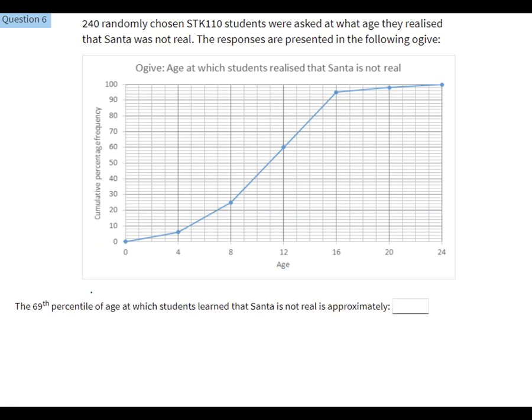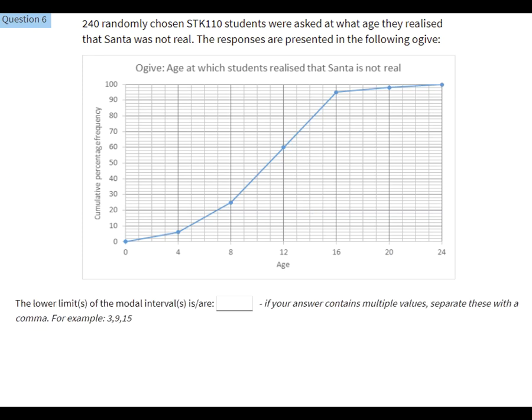Then the next question, we asked you for the 69th percentile of age at which students learned that Santa is not real. So we need to go to 69%, which is over here. And if we go read that off all the way over here, you can see that this is roughly at 13 years of age. So if you had said 13.01 or something like that, that would have been acceptable as well.